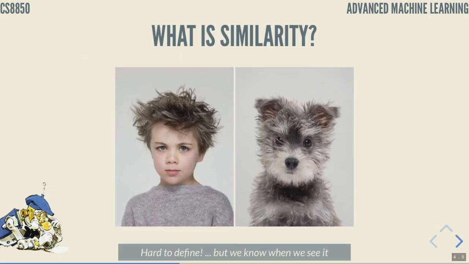Another one is, what is similarity, right? We want highly similar objects within the same cluster, and we want dissimilar objects in different clusters. But similarity is hard to define. Of course, we know it when we see it, but it's very hard to pinpoint.